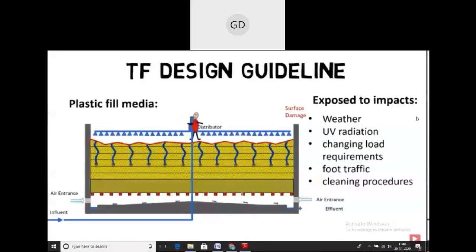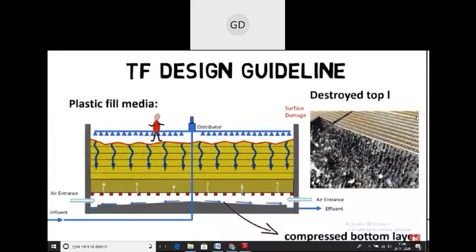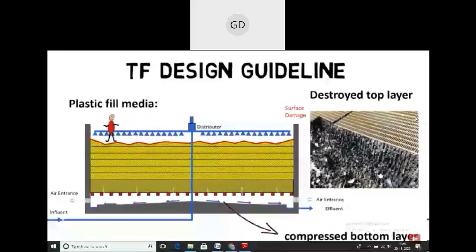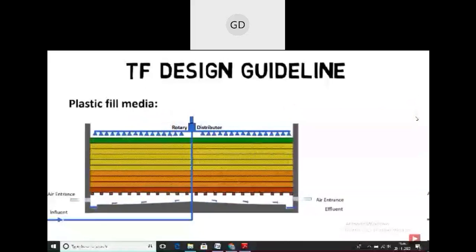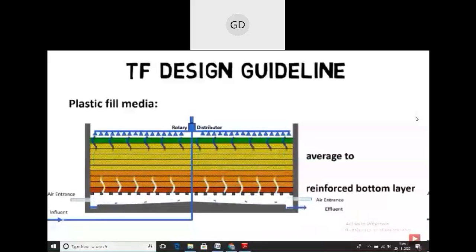When the bottom layer compresses and the top layer shows cracks and broken channels, it's time to exchange the plastic film media. To maximize the lifetime of plastic film media, the layer distribution must be properly designed. The material thickness of plastic film media foils can be varied depending on the structural loading requirements. Therefore, for a long time, 30 years, the bottom layer should be reinforced, followed by average to low material thickness film media layers and finished with a high material thickness, reinforced top layer.